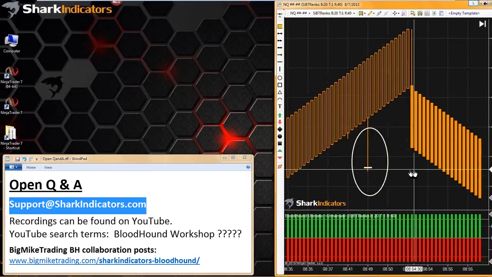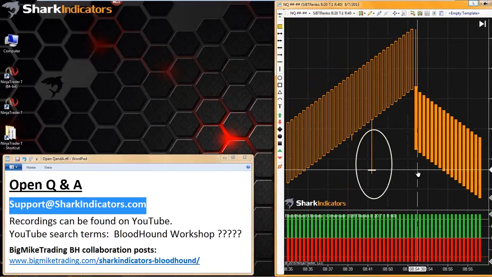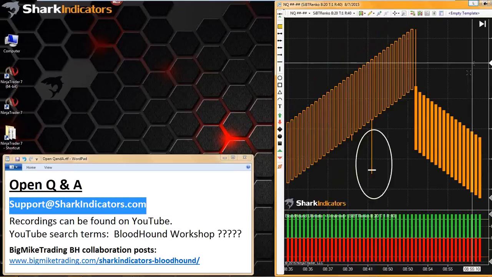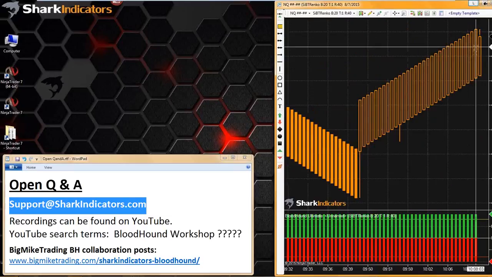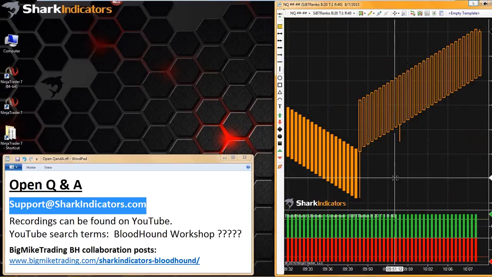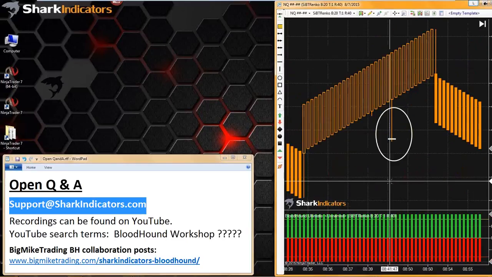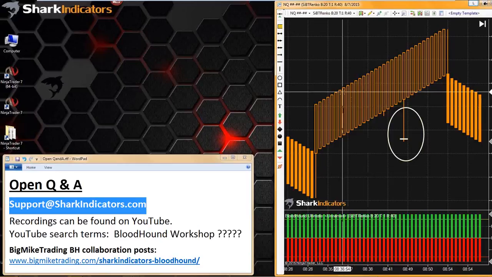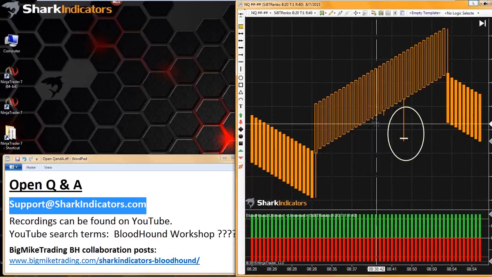I think what I'll have to do is switch over to a simulated data feed in order to simulate a pullback like this. Otherwise, it could take forever for price to actually do what we want. All right, so I've got that ready.